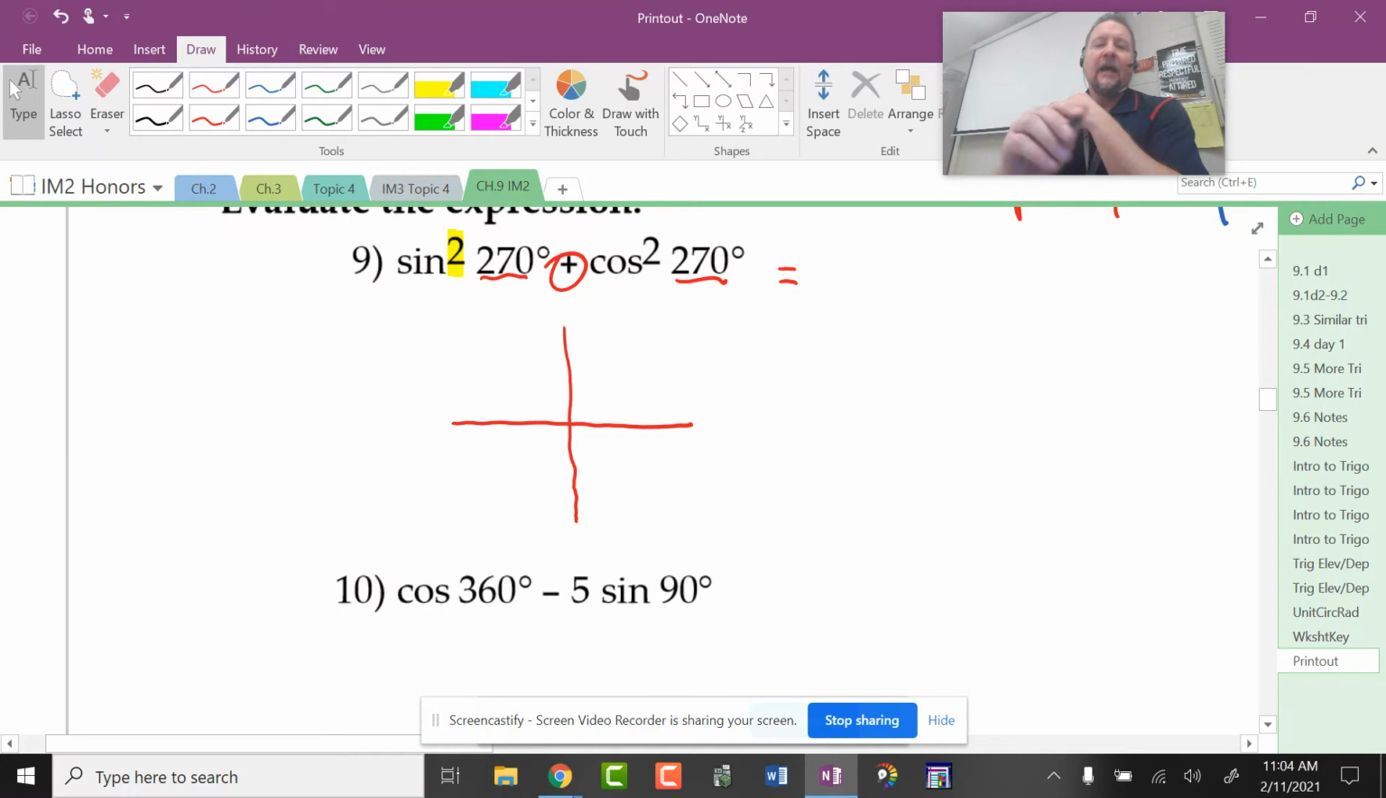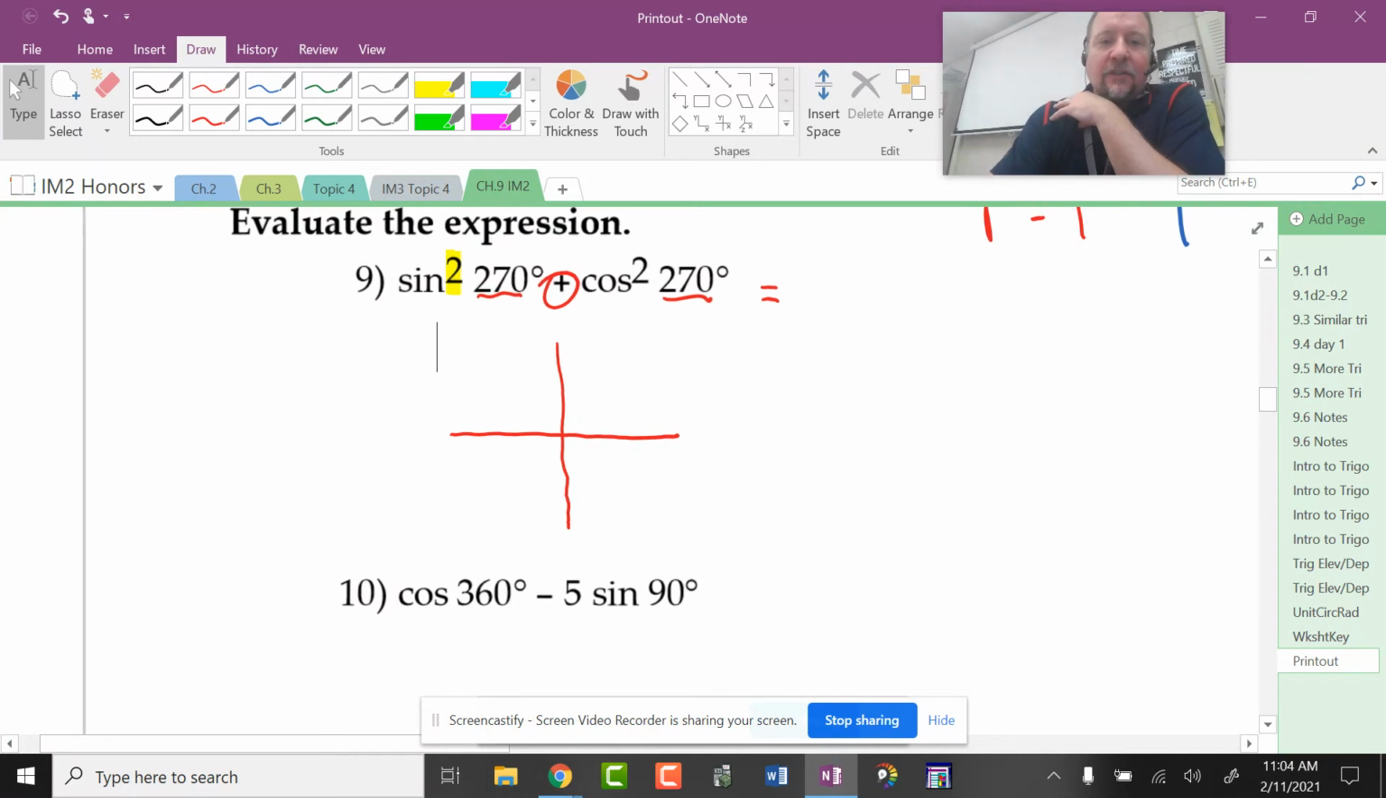Okay, so now it's just evaluating the expressions, which is just like 1 through 8, but a couple different steps. But what does this mean, sine squared of 270? It really means sine of 270, and whatever you get for an answer for that, square it. That's all it means. So go ahead and write that down for yourself in the notes.